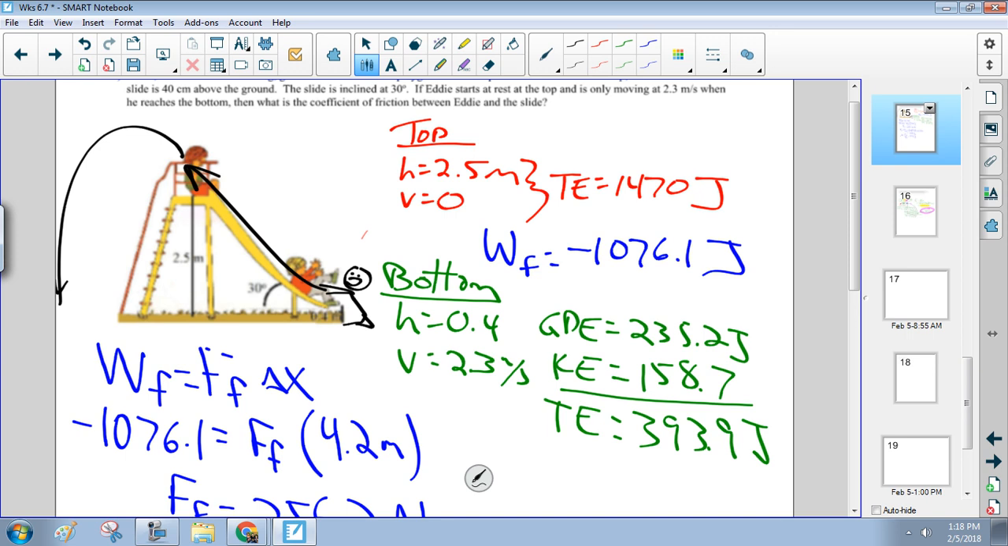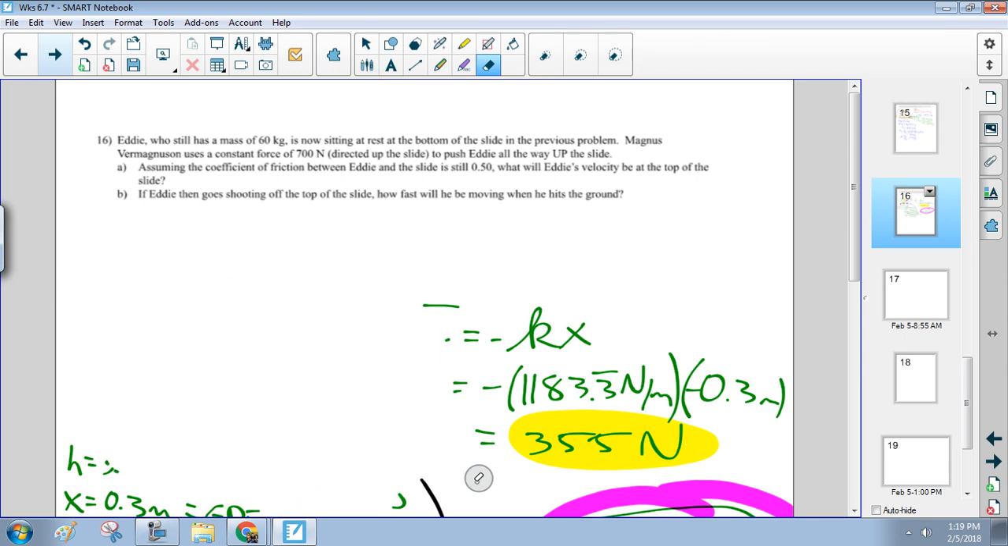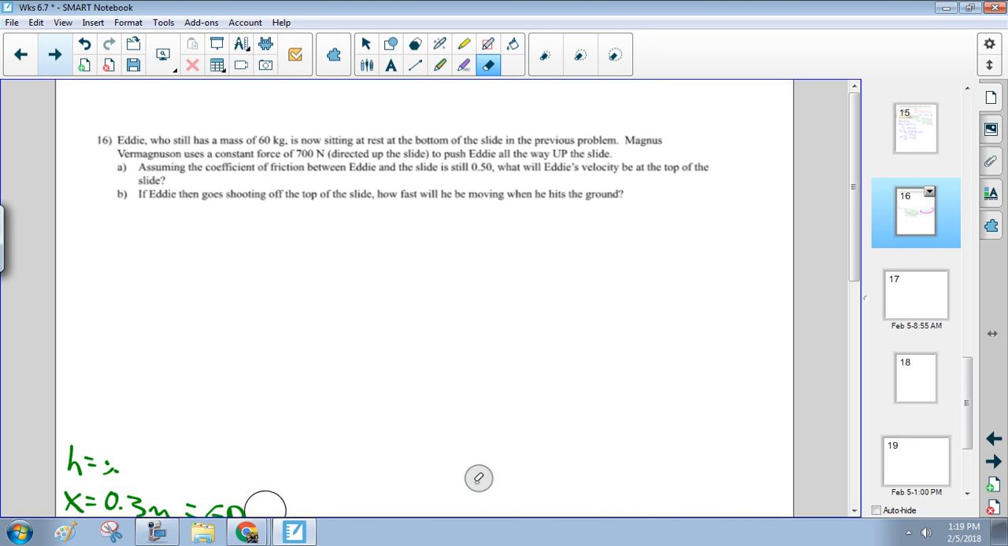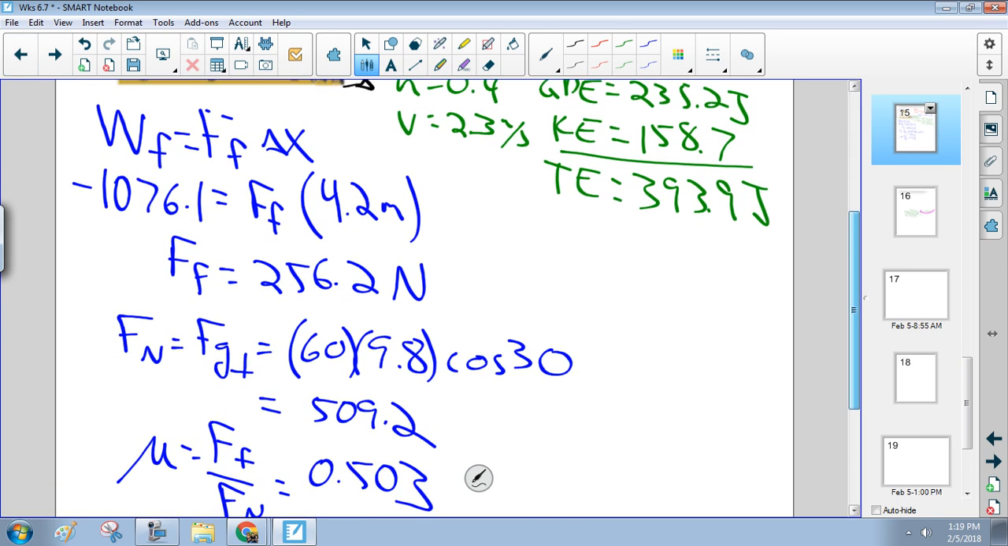Okay? So 16 is important because there are two non-conservative forces. There's gravity and there's... Oh, how did this all get here? That's weird. Two non-conservative forces. There's Magnus Ver Magnusson and friction. But exactly what I was going to say. We just found our force of friction, right? It's this. And that doesn't change at all in the next problem, right? Because it's still the same kid on the same slide, right?